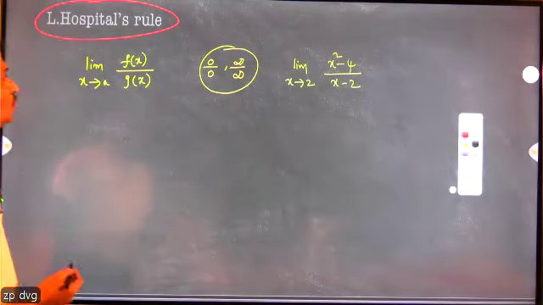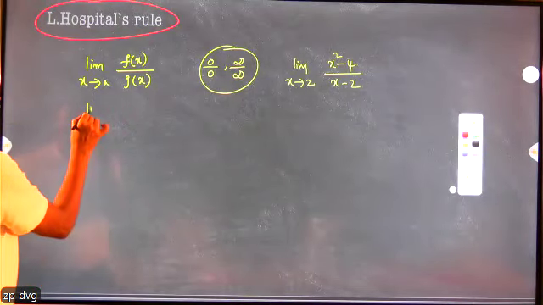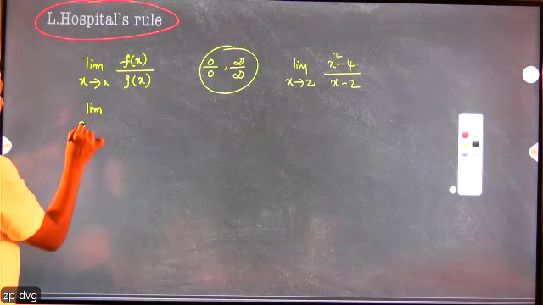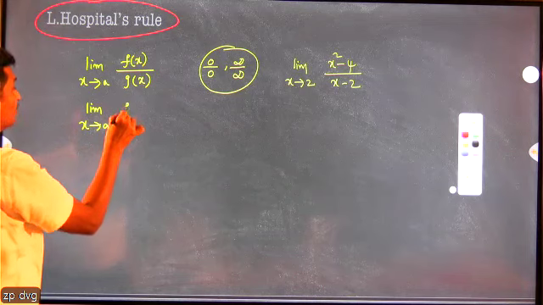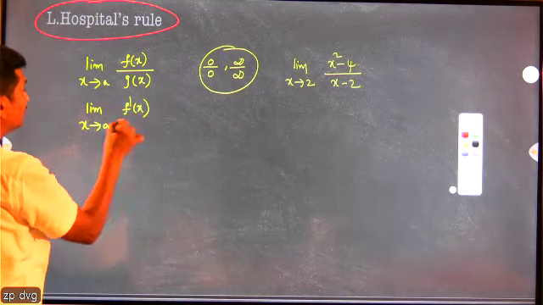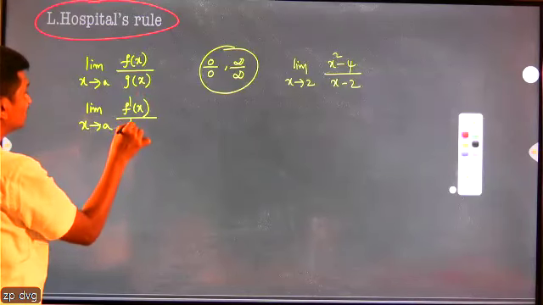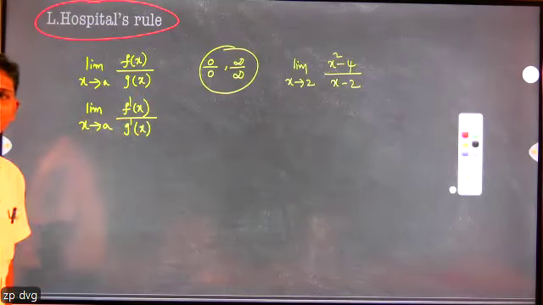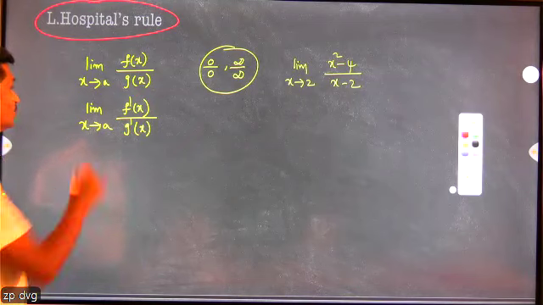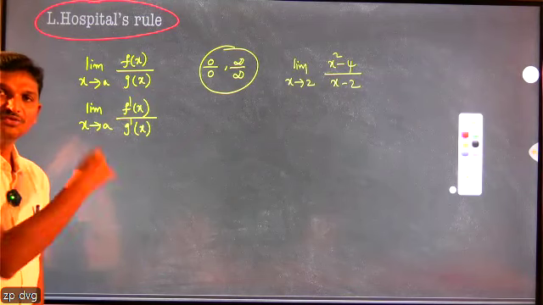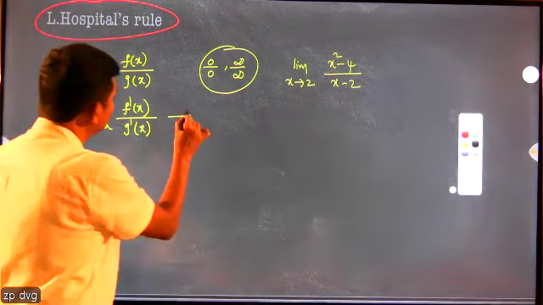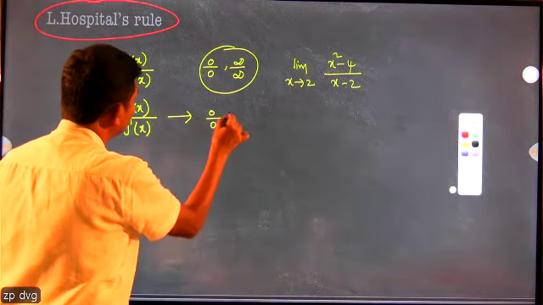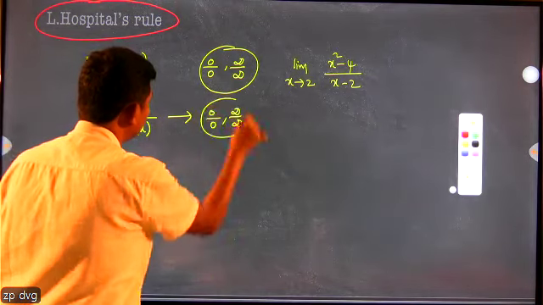So what I'll do in that case, we'll differentiate numerator, denominator separately. Limit x tends to a, you'll differentiate numerator. Derivative of f of x is what? f dash of x. Derivative of g of x is what? g dash of x. You differentiate numerator, denominator separately, right? After differentiation, you substitute x equal to a. If it gives the finite number, that is the limit of the function.